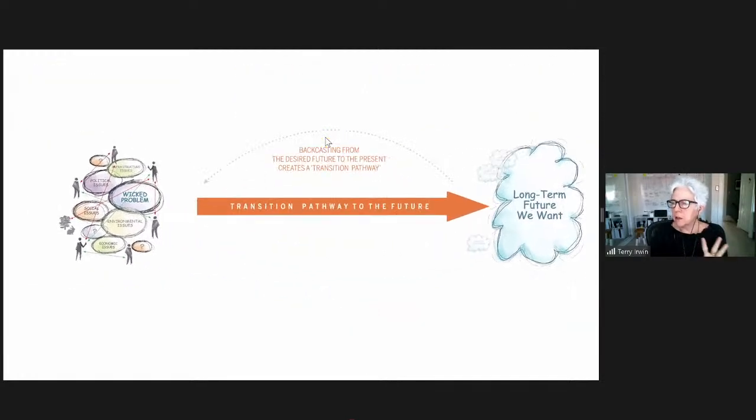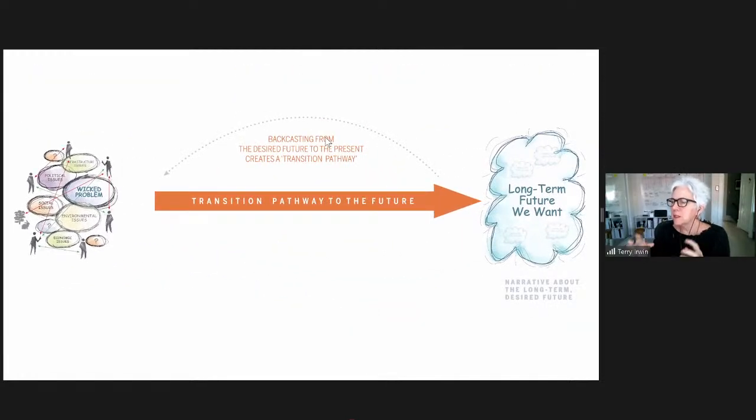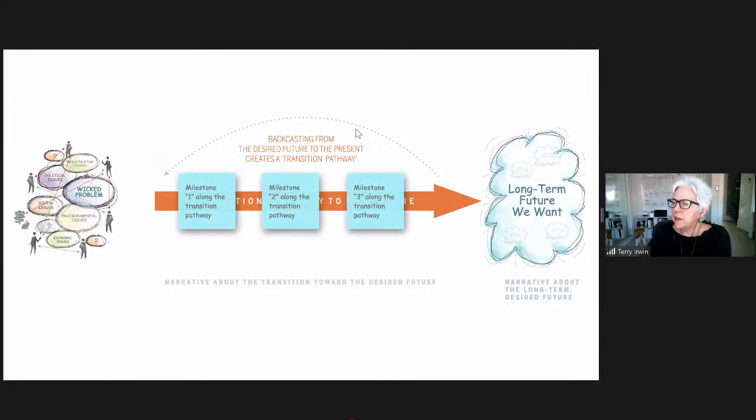But let's look a bit closer at a step that attempts to integrate the future into solutions in the present. If the future vision gives us a narrative about where we want to go, we also need to develop a narrative about how to get there. So we develop a series of milestones that describe that transition.